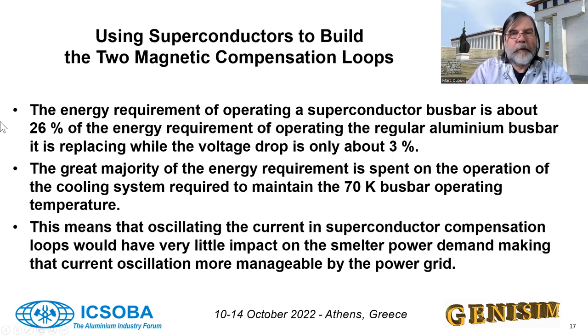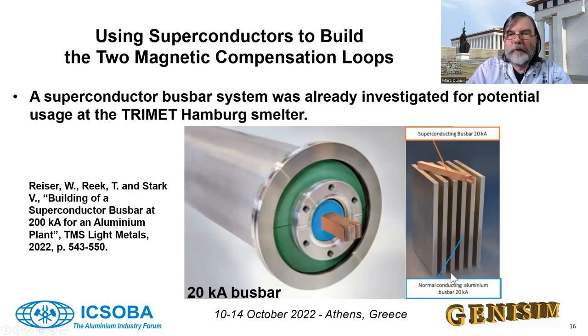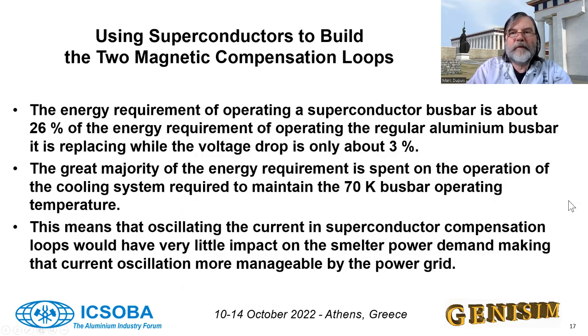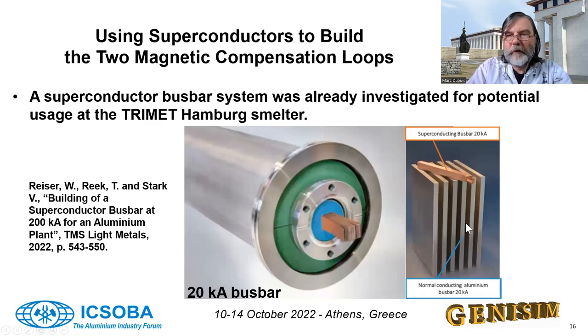So this superconductor compensation bus bar will require only 26% of the energy that would have been required to do the same in the regular aluminium bus bar, a much bigger section. And the voltage drop will be only 3% of what it would be in this aluminium bus bar.